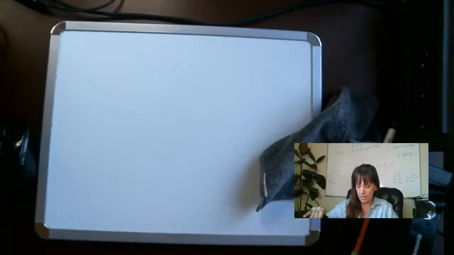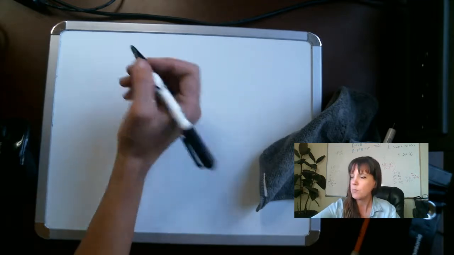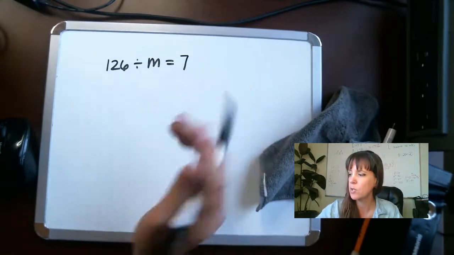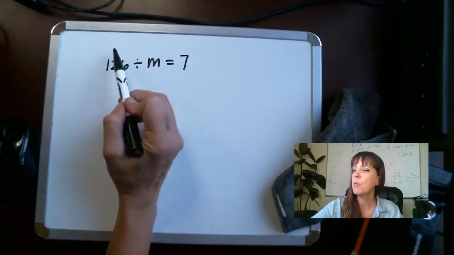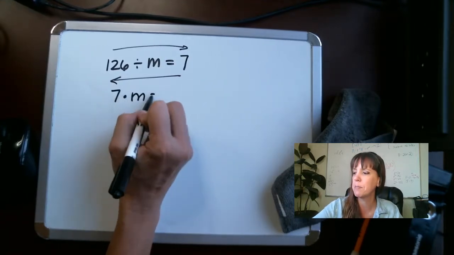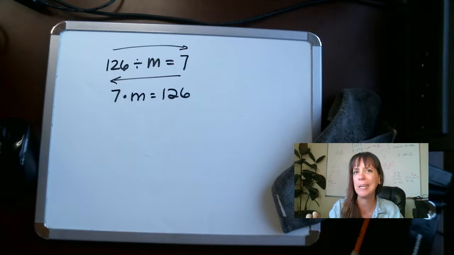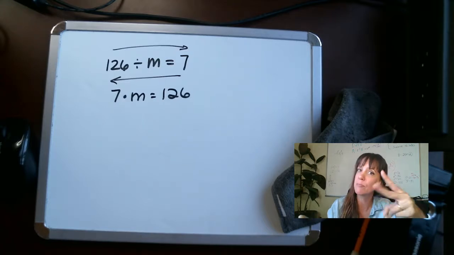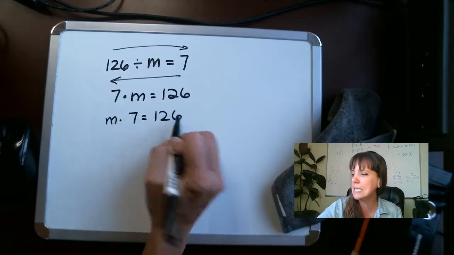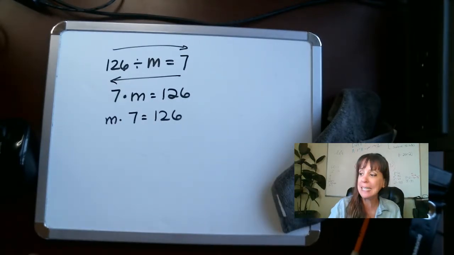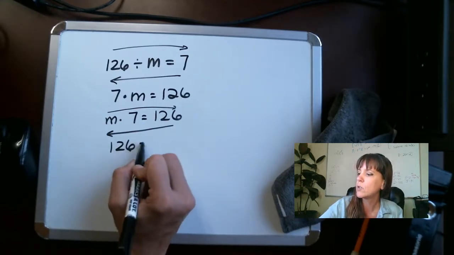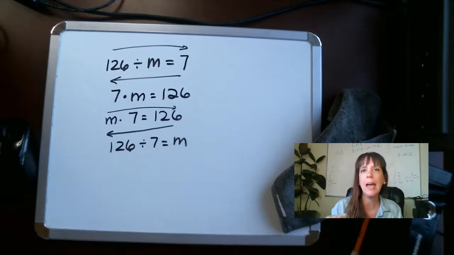All right, so let's see about number 4 here. 126 divided by M equals 7. 126 divided by M is 7. If we divide in this direction, we multiply in that direction. When we do that, we get 7 times M equals 126. That doesn't really help me, but that commutative property says flip those multiplications around. M times 7 equals 126. Again, that doesn't help me, but at least now I know if I multiply in that direction, I can divide in this direction. 126 divided by 7 equals M.